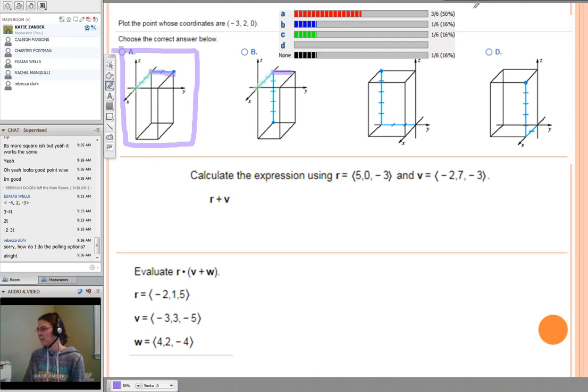Nice job. All right, the next one, we're not going to use polling. We'll just work through it as a class here. It says calculate the expression using R as this vector and V as this one. So let's just add the 2 vectors together. What do we get when we do R plus V?